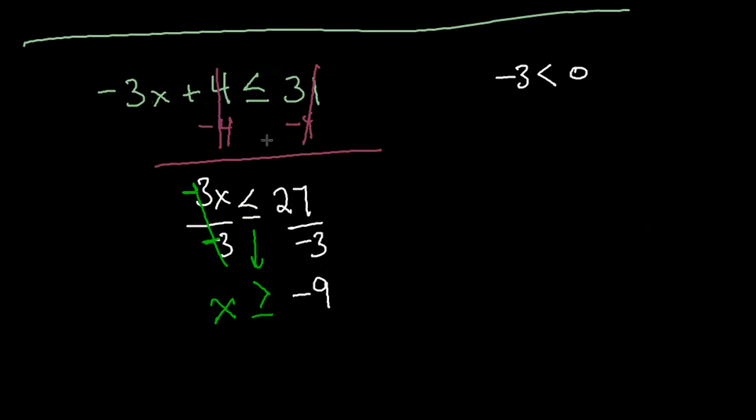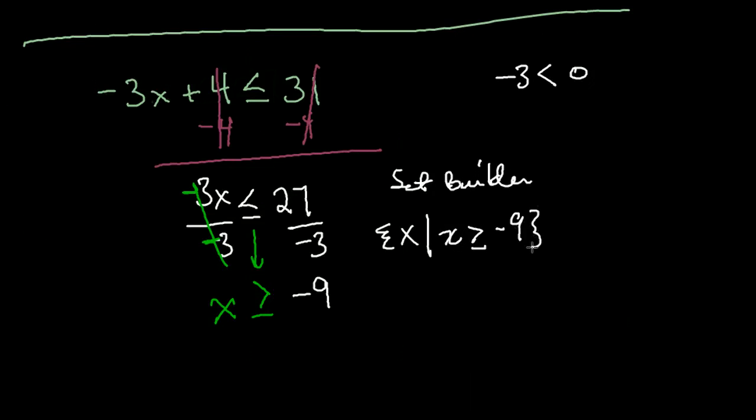Now how would we write this in set builder notation? Set builder would say the set of x such that x is greater than or equal to negative 9. That's it.